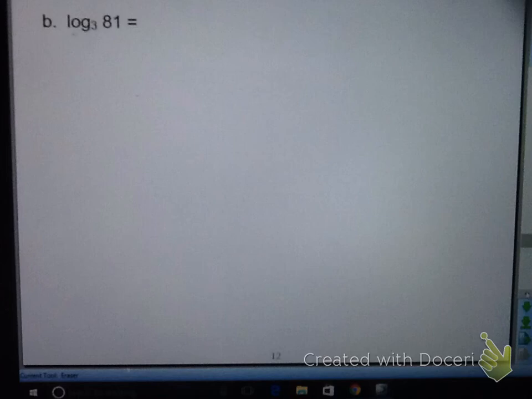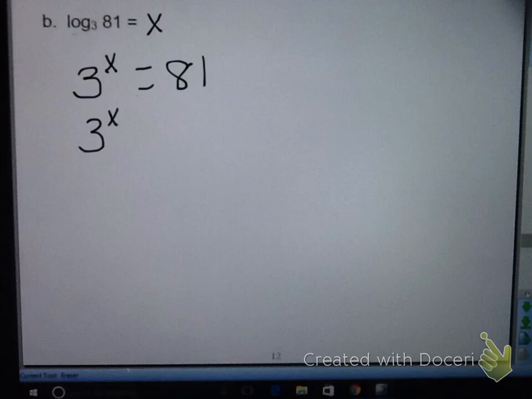Okay, log base 3 of 81 is equal to x. In your book, it doesn't even have the equals sign. It just has log base 3 of 81. I need you to put the equals x. It's so much easier. And then put that in exponential form. That's 3 to the x power is equal to 81. We've got to get our common bases, so that's 3 to the x is equal to 3 to what power gives you 81? 4. So x is equal to 4.